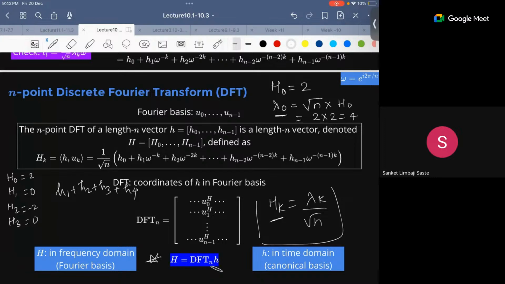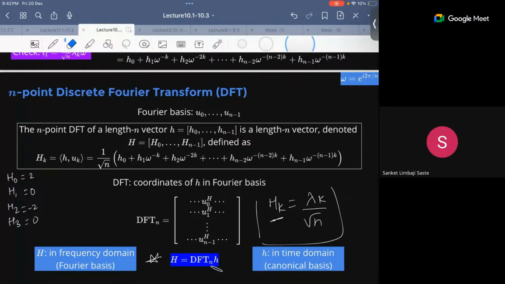Lambda naught is what? See, what is the value of lambda? You just do the summation H1, H2, H3, H4, correct? It is a circulant matrix. So this is lambda naught. So from lambda naught, H naught is given.